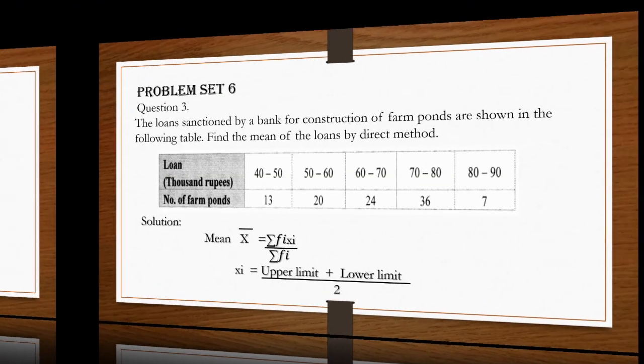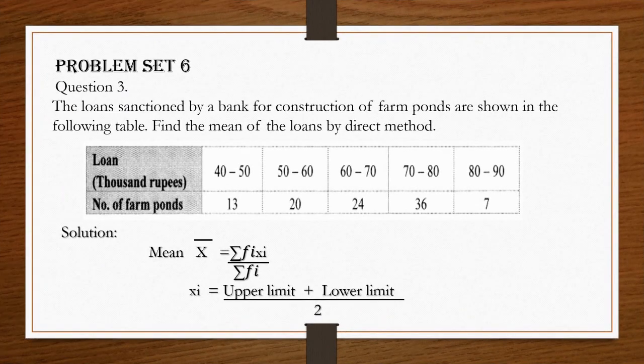Question number 3. The loans sanctioned by a bank for construction of farm ponds are shown in the following table. Find the mean of the loans by direct method. In this question also, the loan and number of farm ponds as the class and frequency are given. Then solution. In direct method, mean x bar equals sigma fi xi upon sigma fi, and xi equals upper limit plus lower limit divided by 2.